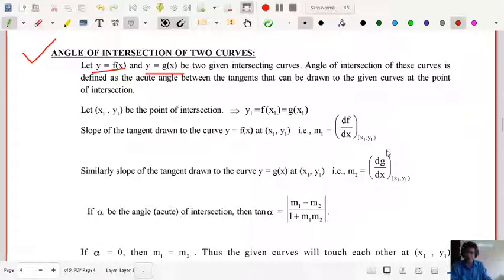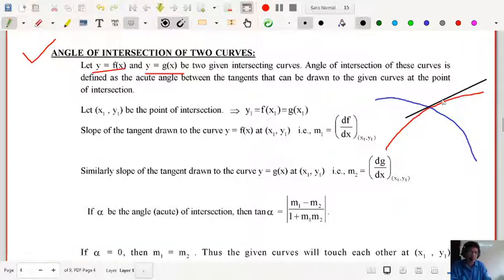Suppose let me draw one curve. This is one of the curves and this is another curve. Okay, they have an intersection at this point. So what do you mean by the angle between the curves? The angle means the tangents. This is the tangent at the red curve and this is the tangent at the blue curve. So look at that, there is an acute angle between the tangents. So these angles are called the angle of intersection.